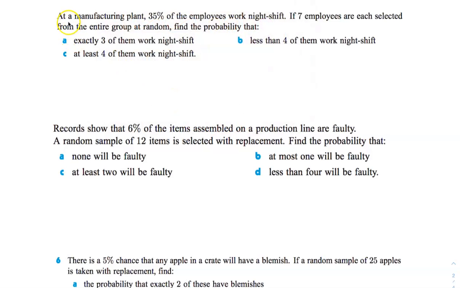At a manufacturing plant, 35% of employees work night shifts. If 7 employees are each selected from the entire group at random, find the probability that exactly 3 of them work night shift, at least 4 of them work night shift, less than 4 work night shifts. So again, straight out binomial question, right? They're saying here's 7 employees, exactly, at least, at most. That's the binomial question. This will be my N, this will be my P. Now for A, they want exactly, so it's binomial PDF, where X equals 3.